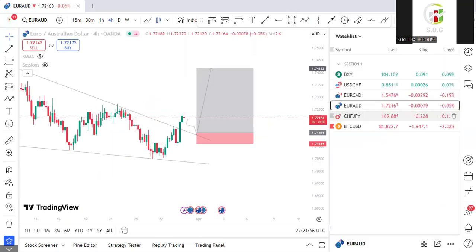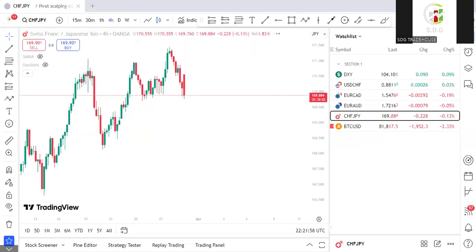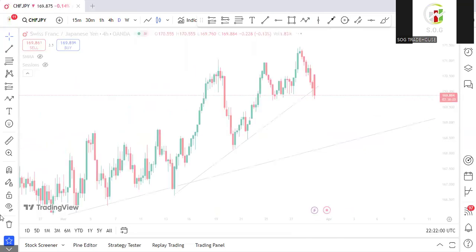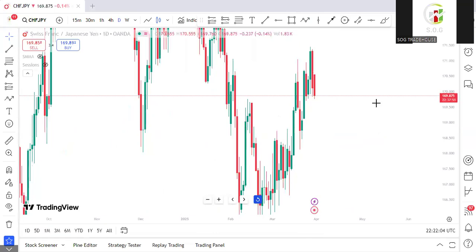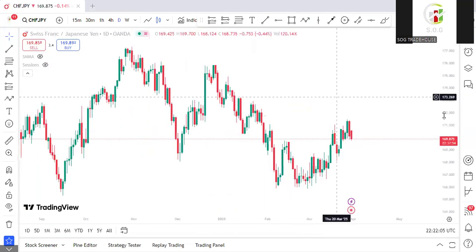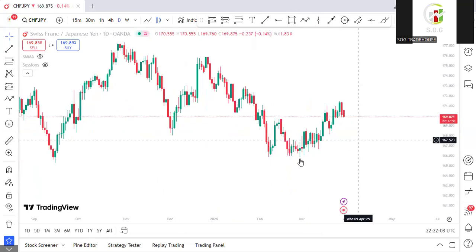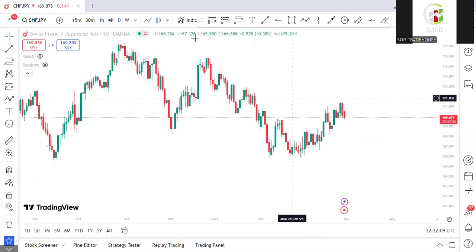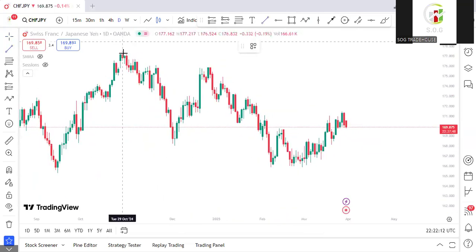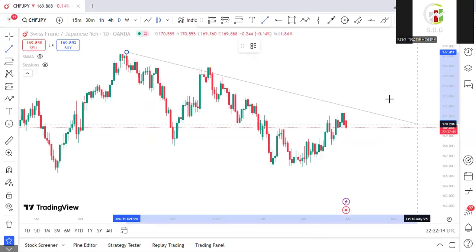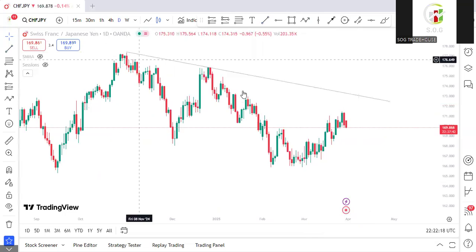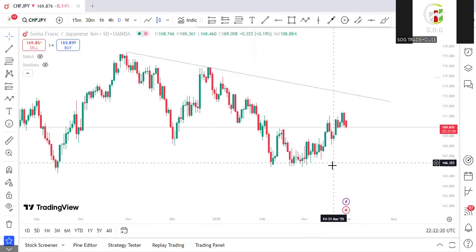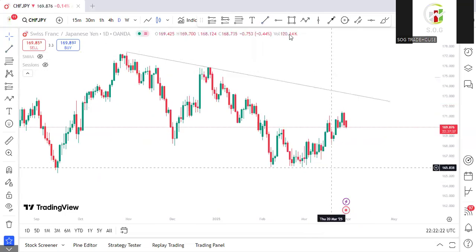So the next pair on my list is CHFJPY. So I will delete everything and start the analysis afresh. So looking at CHFJPY, okay, let's connect the trend lines so we can mark out this level over here. So we've got the first touch of this trend line, the second touch, and we can also draw out this level of support over here.